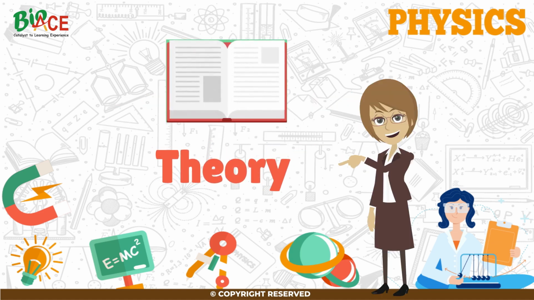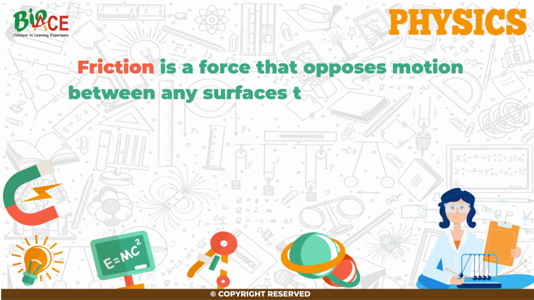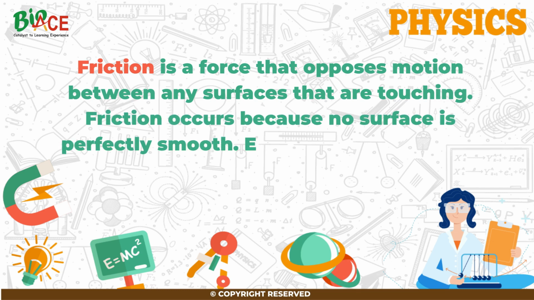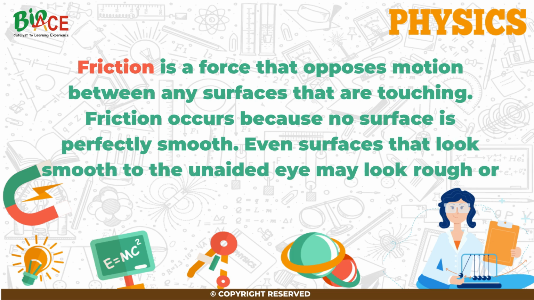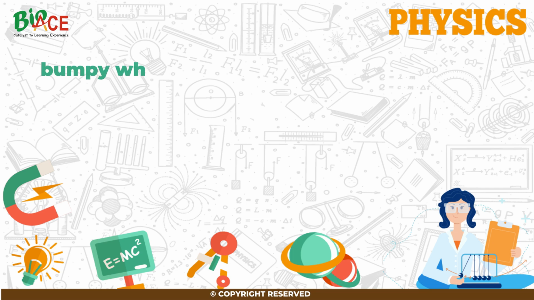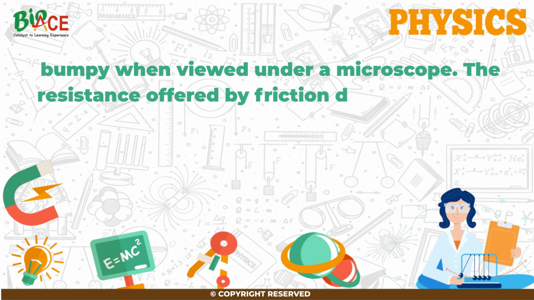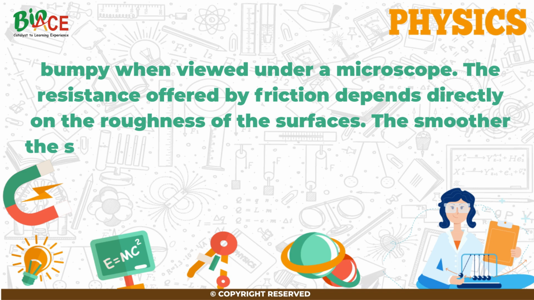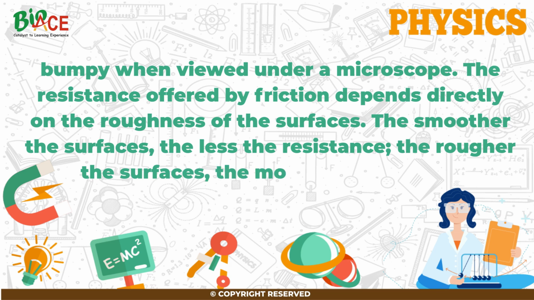Theory. Friction is a force that opposes motion between any surfaces that are touching. Friction occurs because no surface is perfectly smooth. Even surfaces that look smooth to the unaided eye may look rough or bumpy when viewed under a microscope. The resistance offered by friction depends directly on the roughness of the surfaces. The smoother the surfaces, the less the resistance. The rougher the surfaces, the more the resistance.